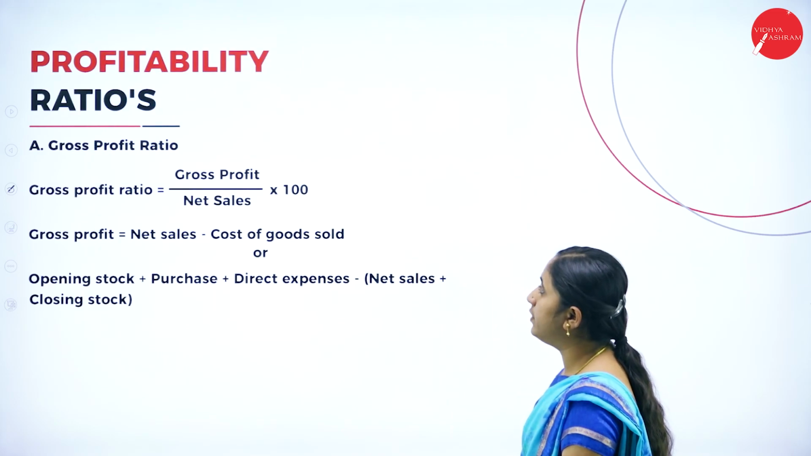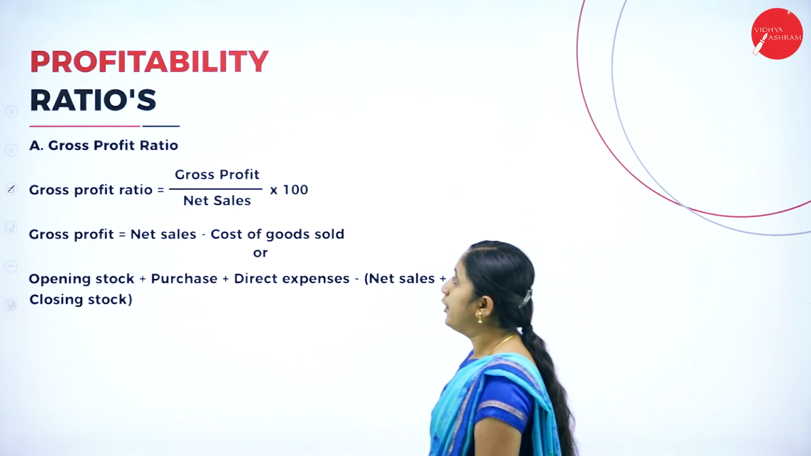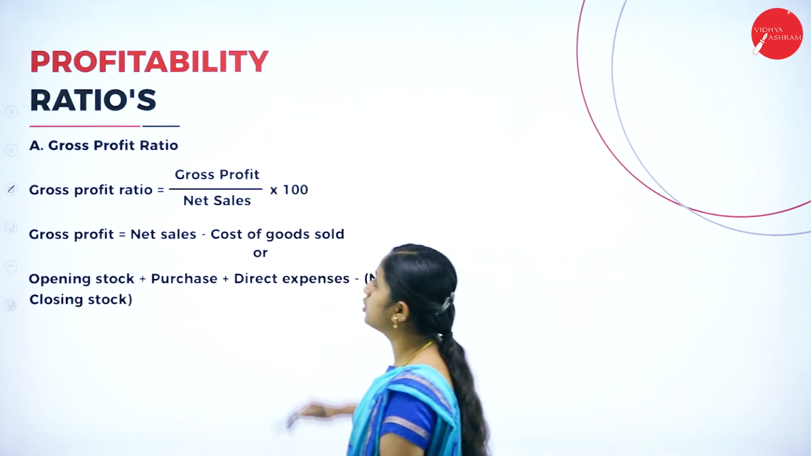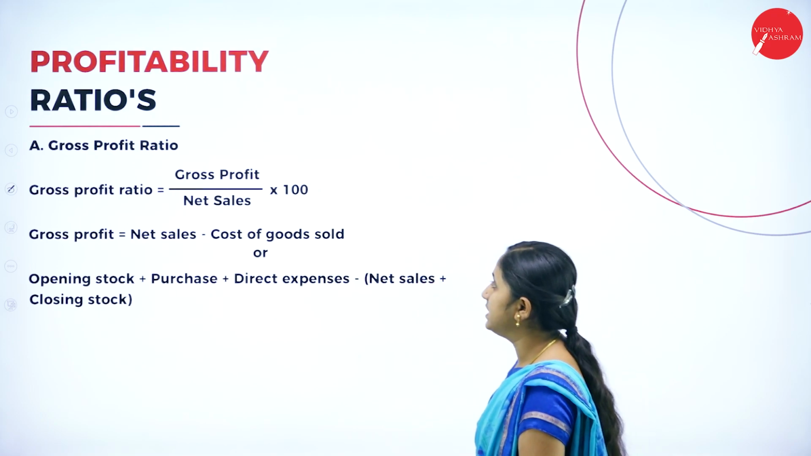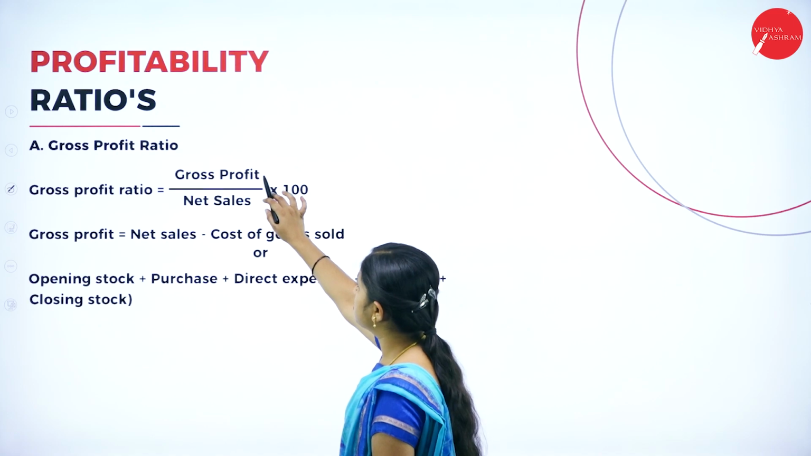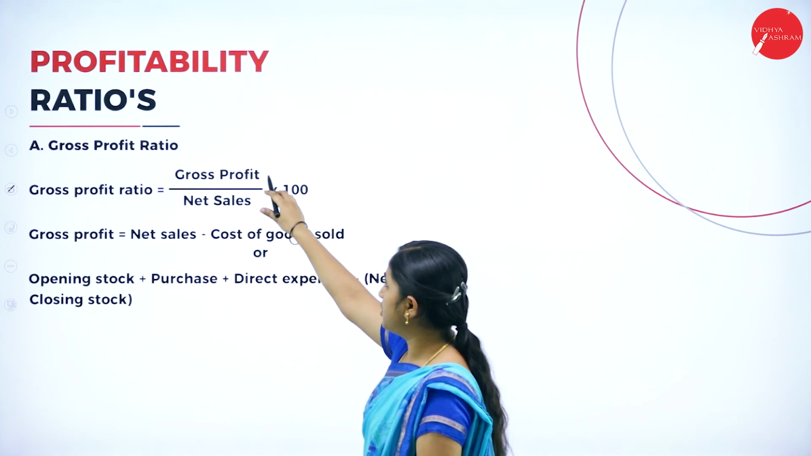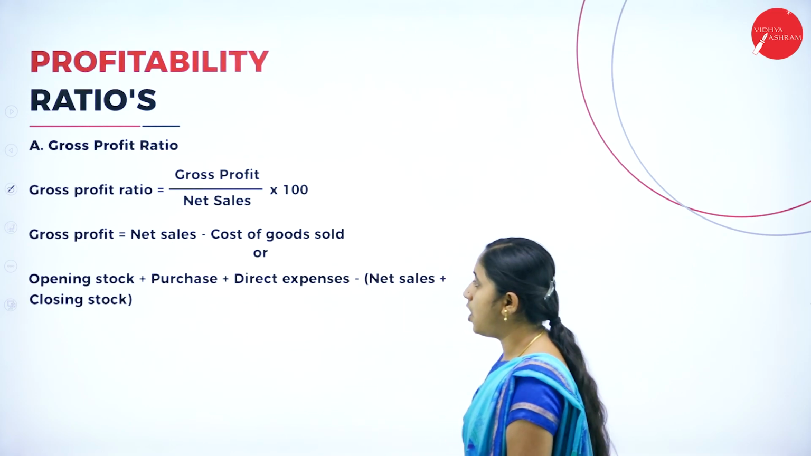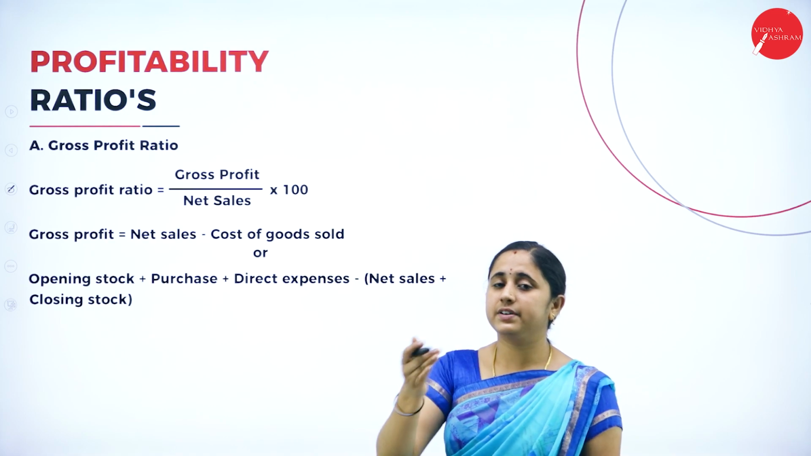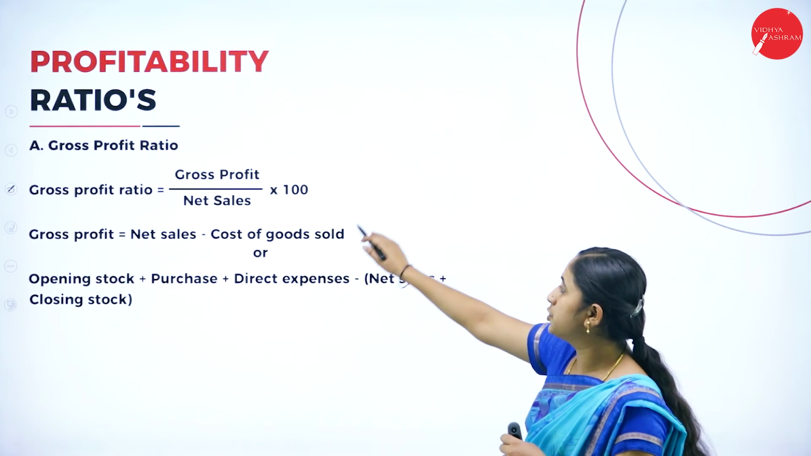Next one, profitability ratio. Under profitability ratio, the first one is gross profit ratio. To know the gross profit percentage, gross profit ratio is equal to gross profit divided by net sales into 100. Gross profit is equal to net sales minus cost of goods sold, or else gross profit can be obtained directly from the trading account. The result from the trading account is gross profit.